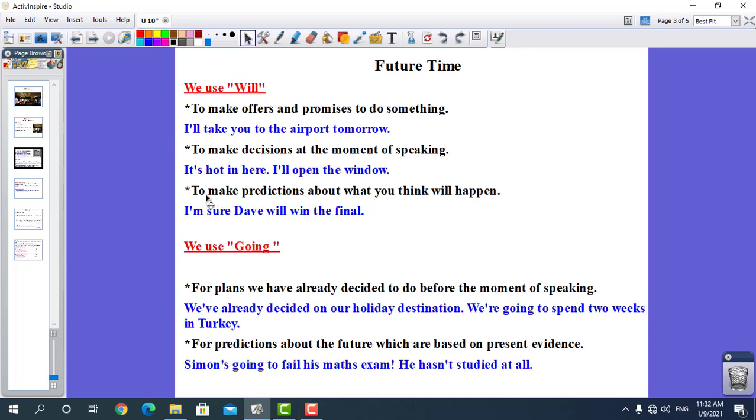Number three, to make predictions about what we think will happen. It's a prediction without evidence. When we say, I'm sure Dave will win the final. So this is my own prediction. It's not a rule, or something that has any proof. Okay? These are for will.